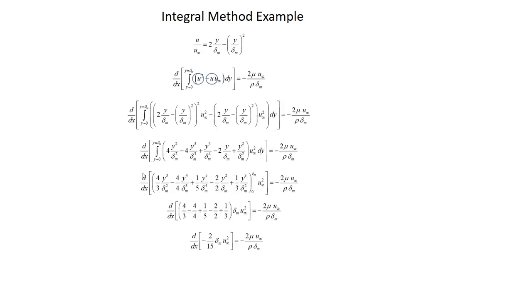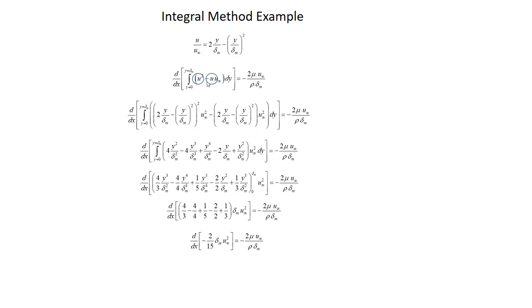So the next thing I got to do then is take the velocity distribution and plug it in over here on the left side into the integrand. So this is just a little bit of, I guess, algebra and calculus. So here I've got u squared. So where I have u squared, I'm going to have u infinity squared. Right, I got to bring this over. So u infinity squared times 2y over delta m minus y over delta m squared. And I got to square that whole thing.